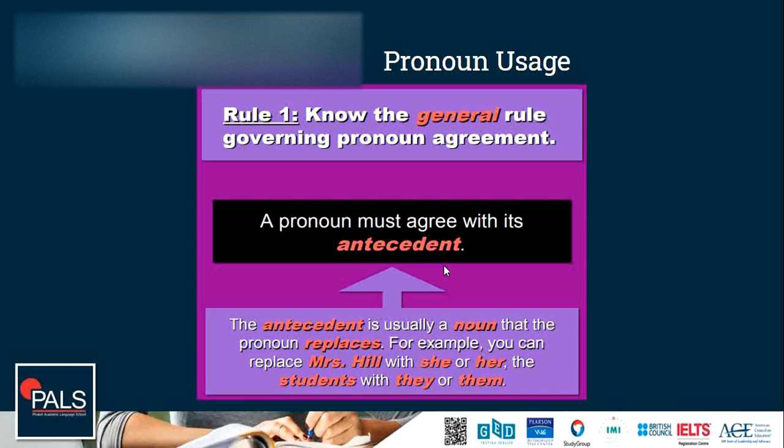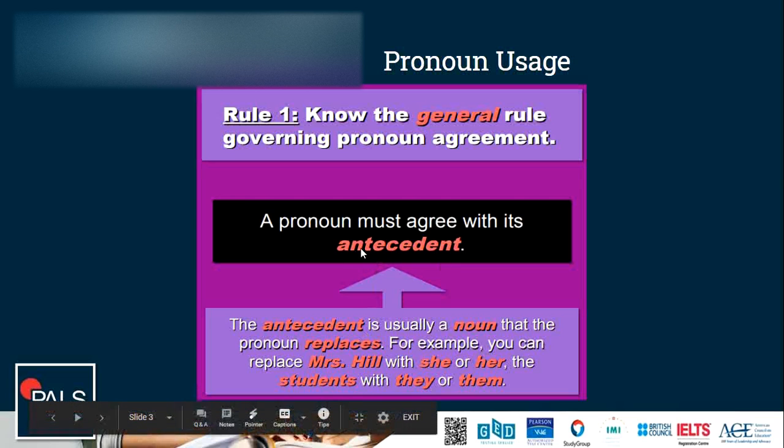So rule number 1, we have to know the general rule governing pronoun agreement. What is that? A pronoun must agree with its antecedent. Now, what is an antecedent? An antecedent is usually a noun that the pronoun replaces. For example, you can replace Mrs. Hill with she or her, the students with they or them. All right?